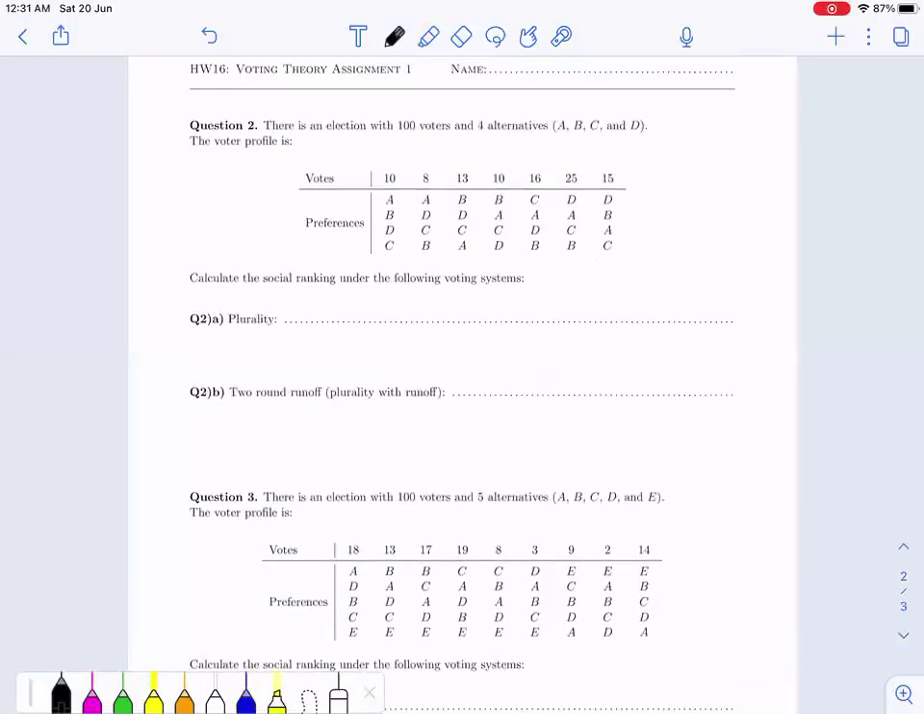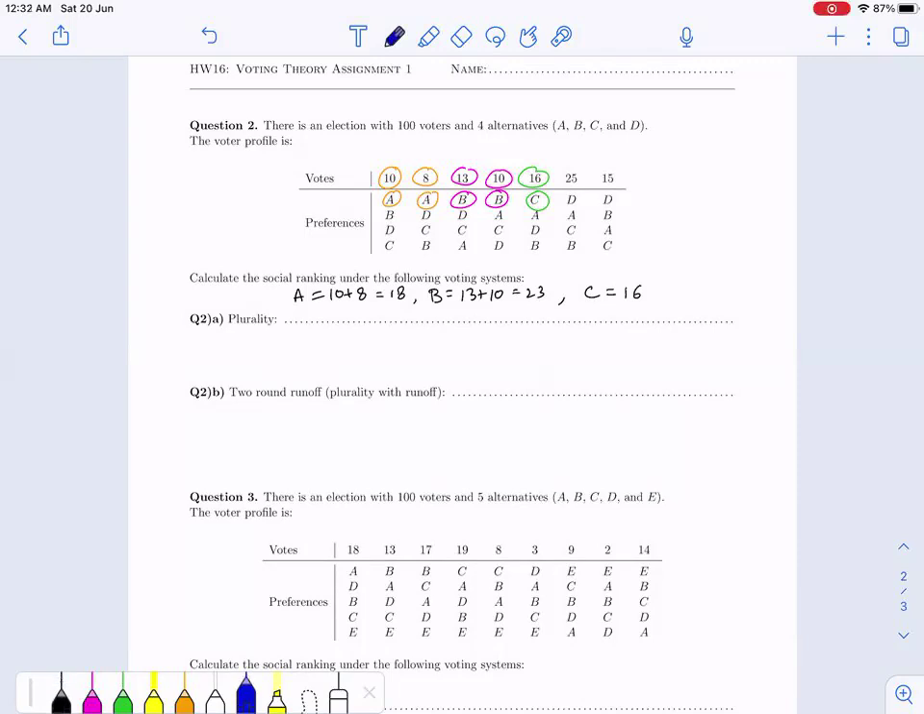Okay, so let's calculate how many people voted A as their top preference. For A, you have 10 plus 8 people voting A as their top choice. Then let's look at B. You have 13 plus 10 people voting B as their top choice. Then let's look at C. You just have 16 people voting C as their top choice.